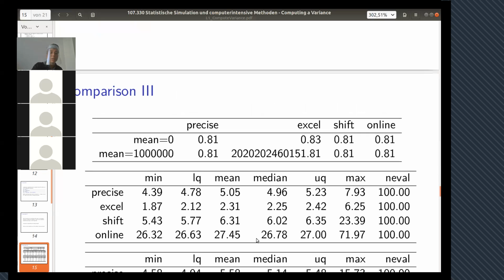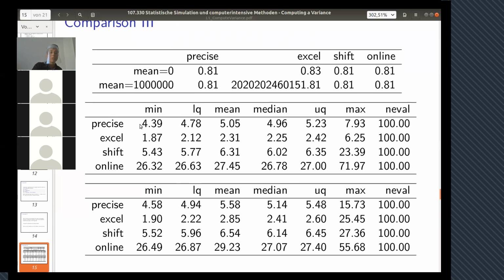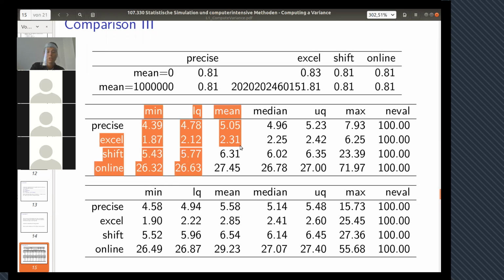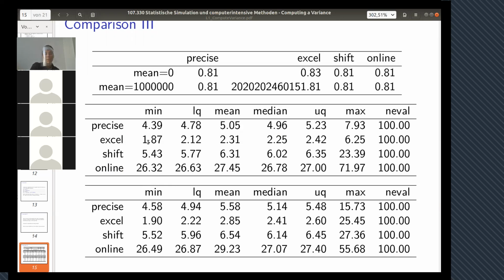So in the end, this should look something like this for your 4 algorithms. This will be the output of the microbenchmark package. You will get one which is the precise one, which is comparable to the original R function, the one which is from Excel, the shifted one, and the online version. What we see immediately is that this looks really efficient for the Excel algorithm. So they were not stupid implementing it.